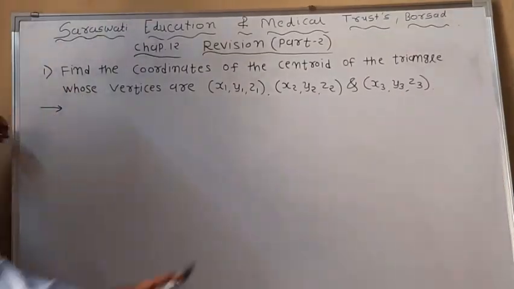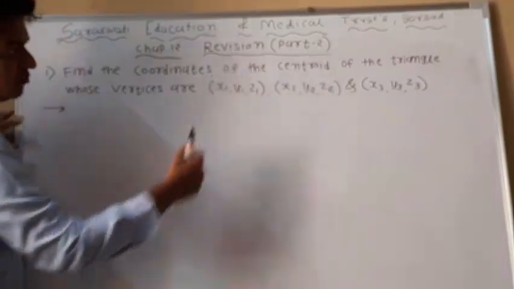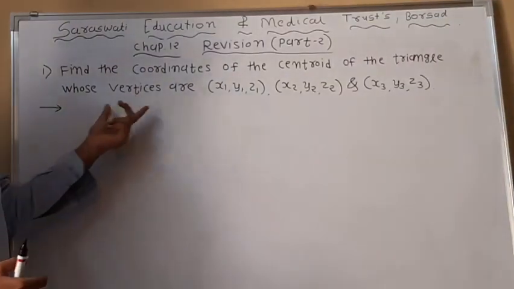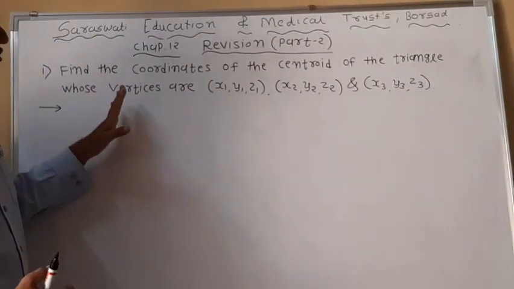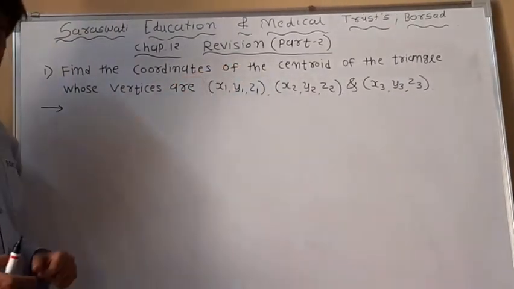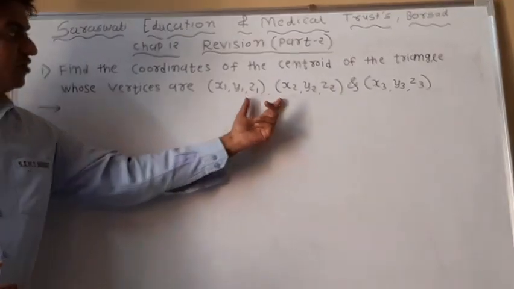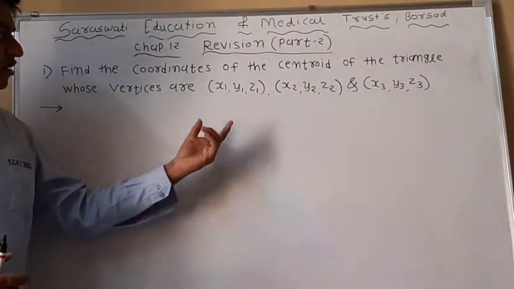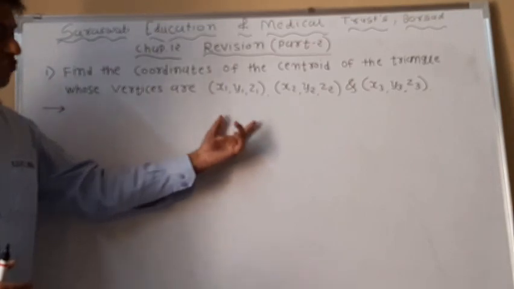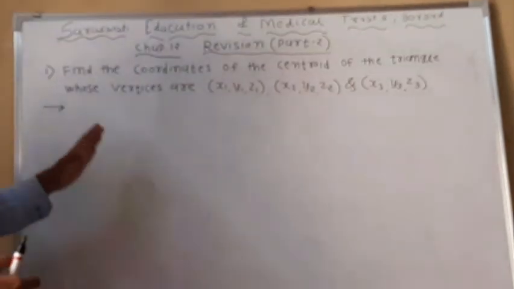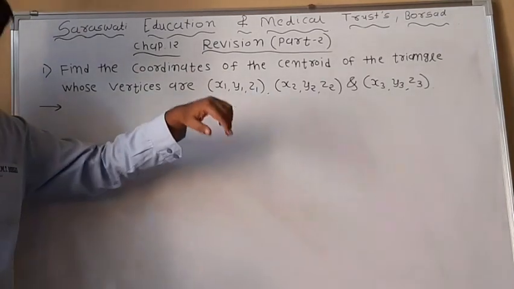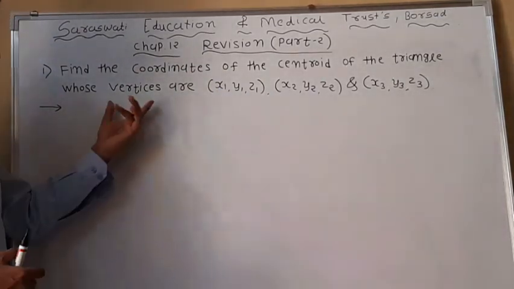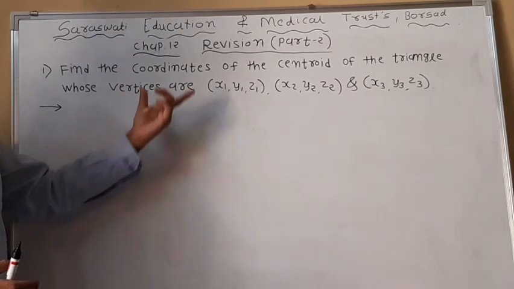So first question: find the coordinates of the centroid of the triangle whose vertices are given. That means here we need to find the formula of the centroid. Three vertices are given, and our question is to find the formula of the centroid. That means centroid G is equal to, we know, (x1 plus x2 plus x3) divided by 3. So how can we derive this formula?